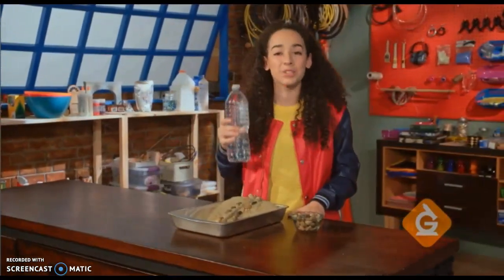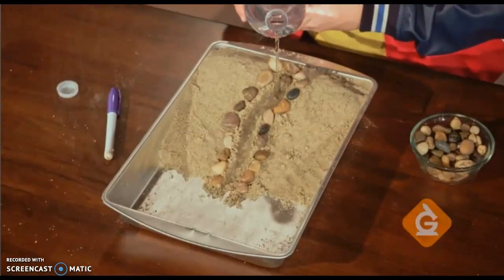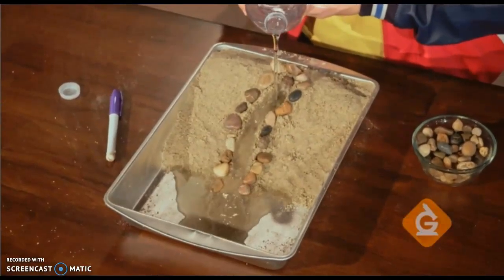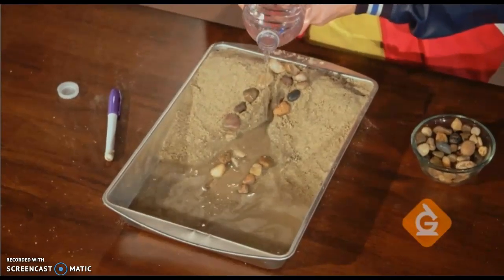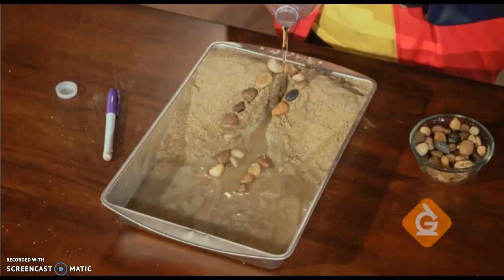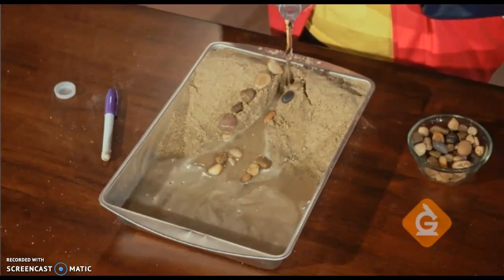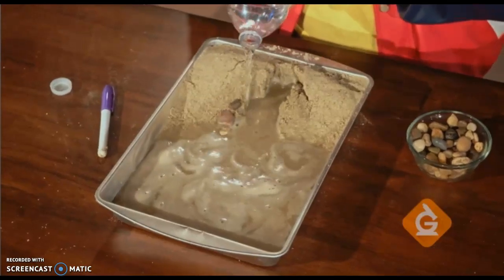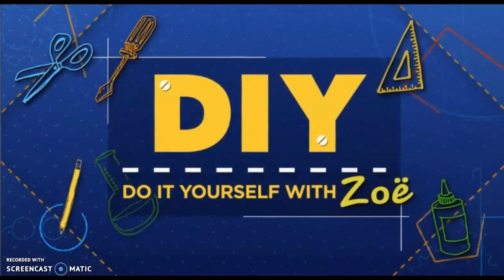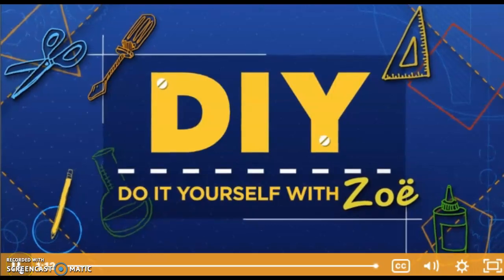Now, to add flowing water to your river, use your water bottle at the top and pour slowly. You can see that as the river flows, some of the sand and rocks are being eroded and deposited where the river meets the ocean. You can investigate to see what happens when you pour the water slower versus faster. Try this yourself.